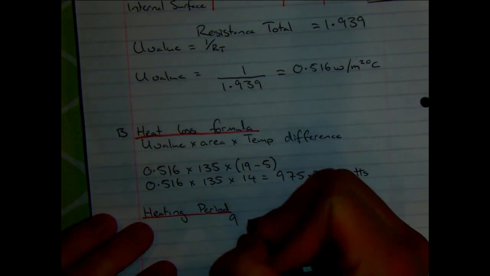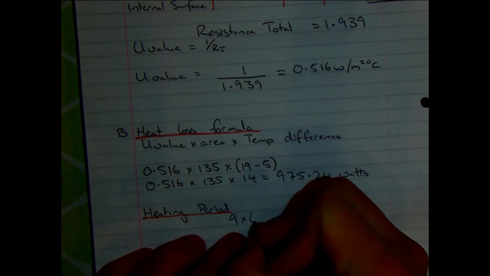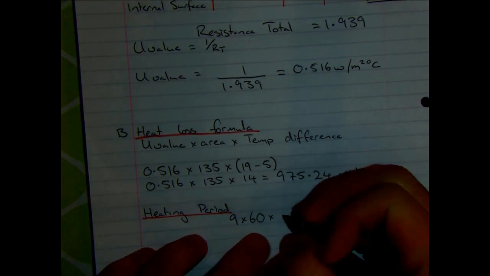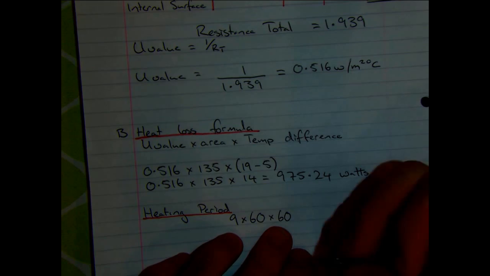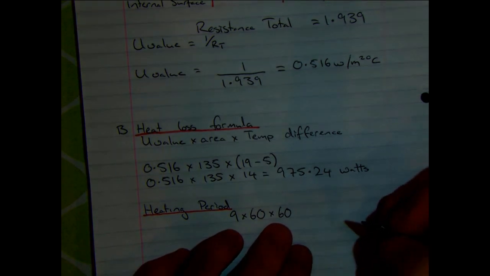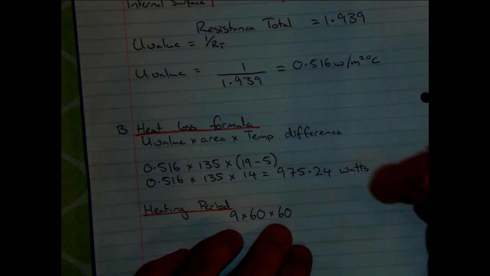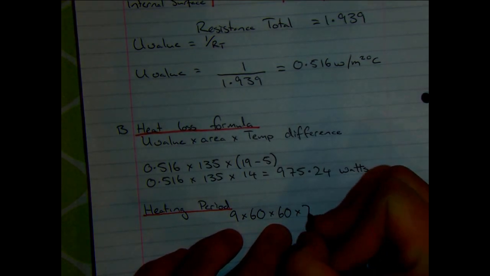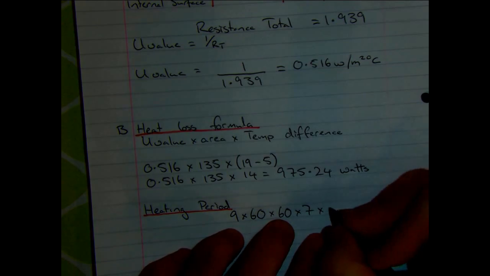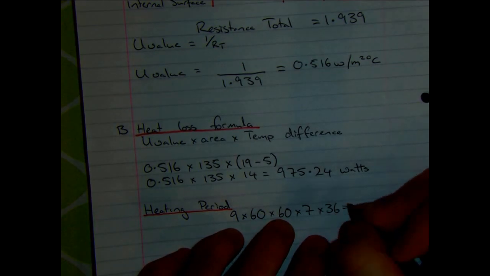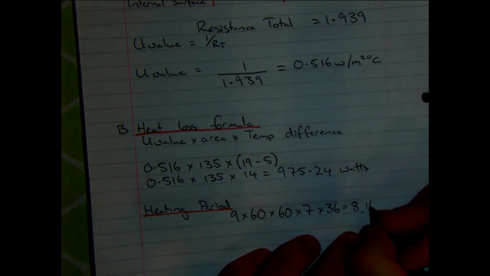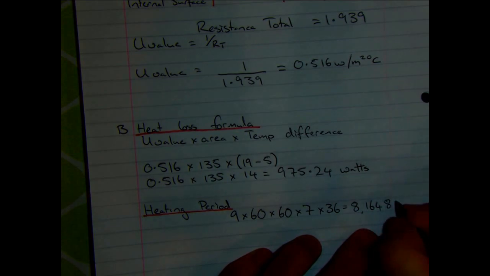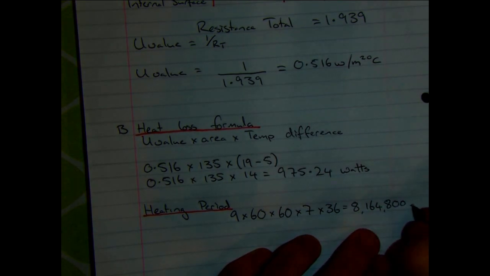So we're heating it for 9 hours. We need to convert that to minutes, multiplied by 60. And we need to convert that into seconds, multiplied by 60 again. We then look at the number of days and the number of weeks in the year. It tells us it's daily for 36 weeks, so obviously there's 7 days in the week, and it's for 36 weeks in the year. That will give us a total of 8,164,800 seconds.